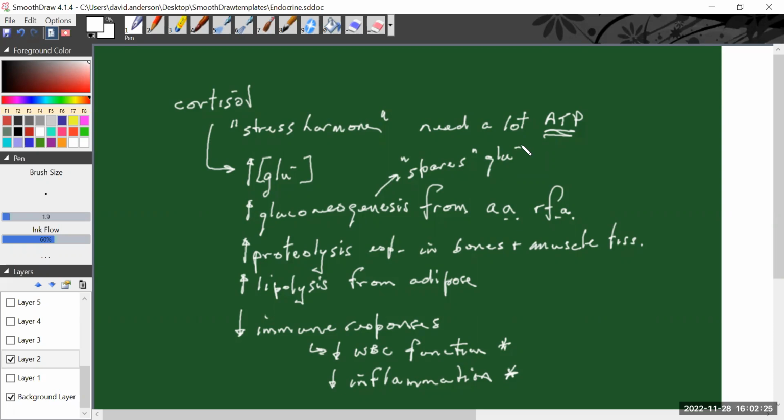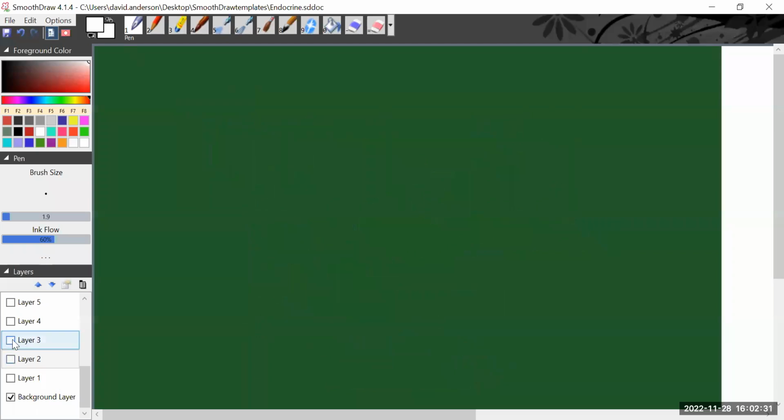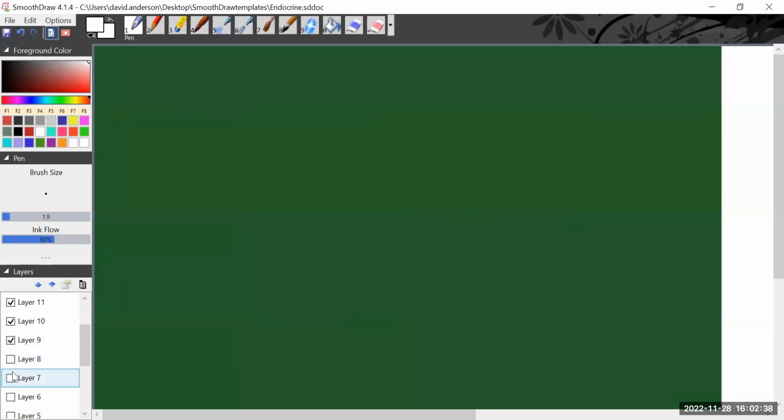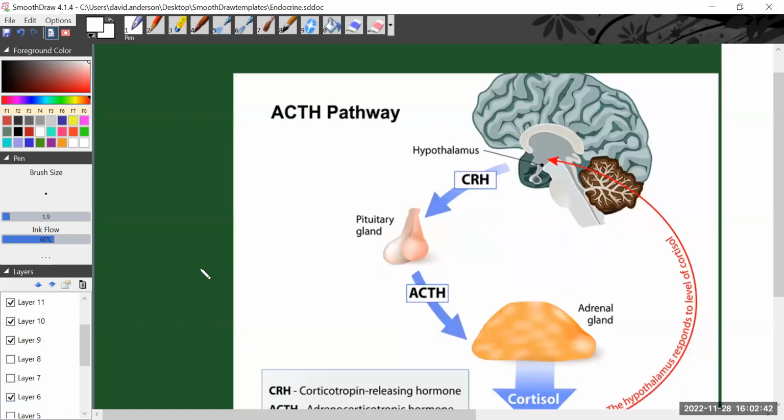We okay with that? Yeah. Okay, so let's see now, where are we here? That's not the one we want to look at just yet. That's calcium. Here's our ACTH pathway, and that's how we get the cortisol.